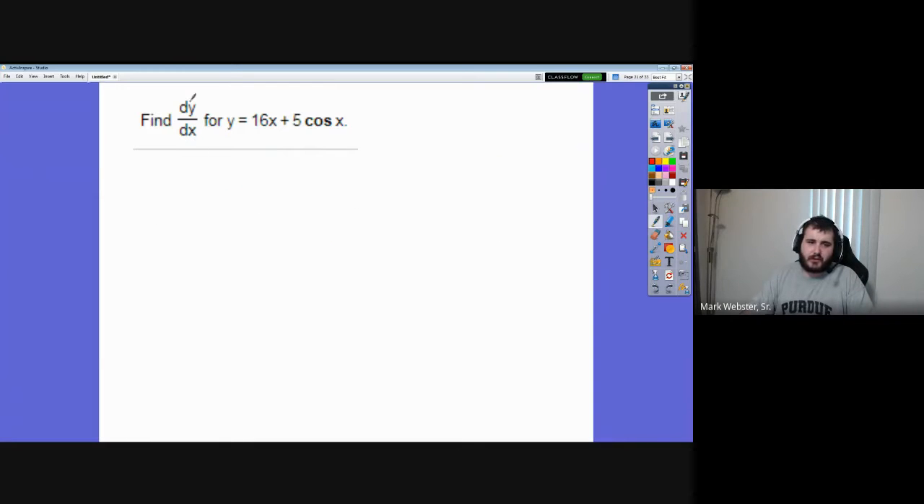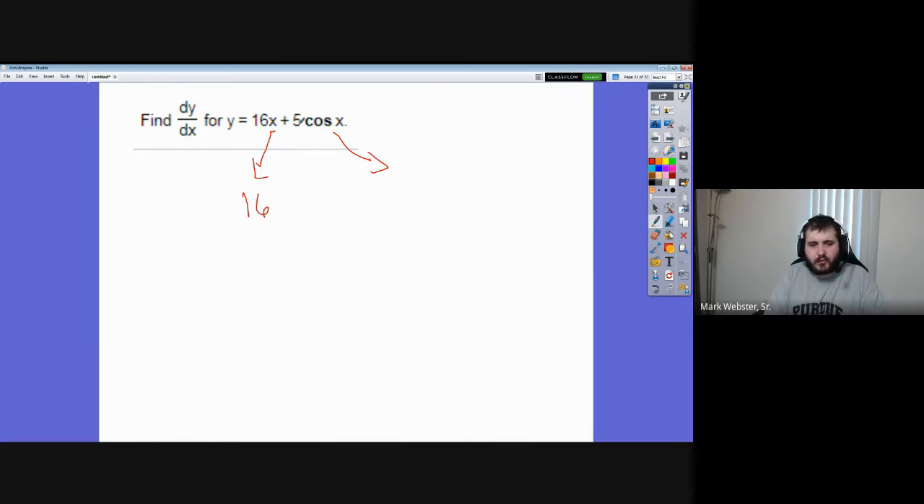Here I want to find the derivative for y equals 16x plus 5 cosine x. All right, so when you're doing these problems, take the time, especially if you see plus signs and minus signs in places, to split everything up. You're going to do each of these pieces separately from each other. The derivative of 16x, remember, when it's an x here, you can drop the x. The derivative of 16x is just the number 16.